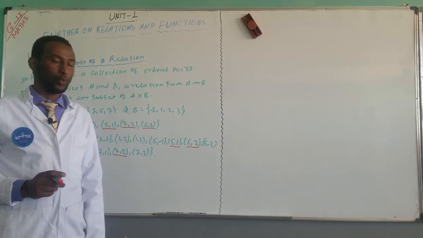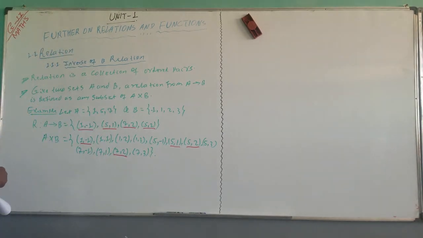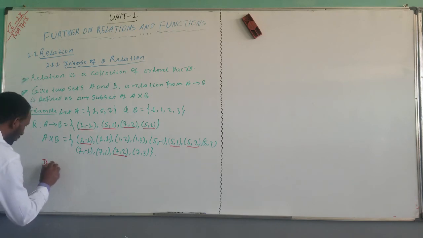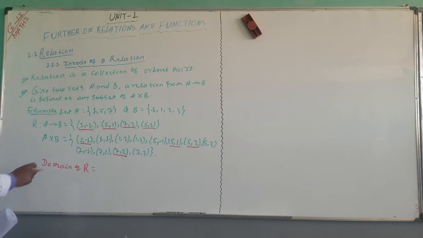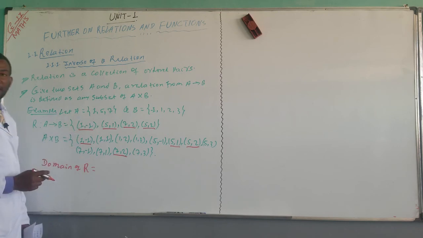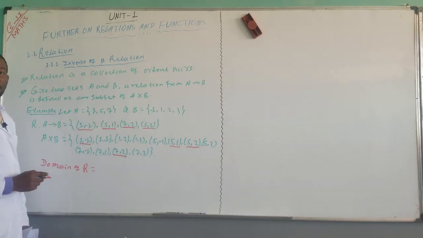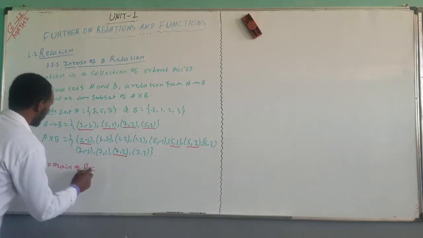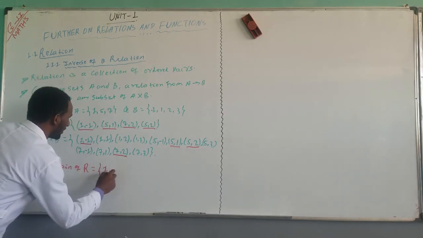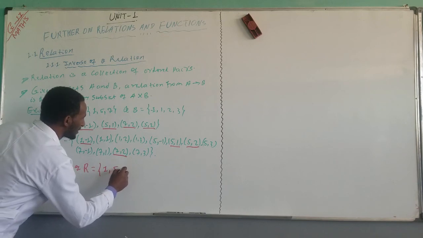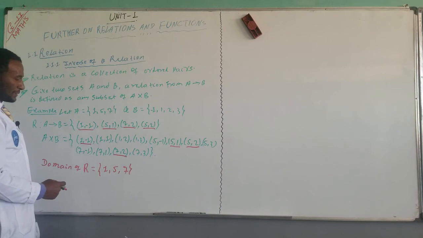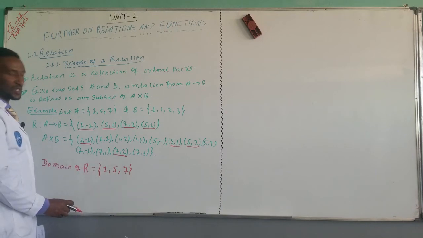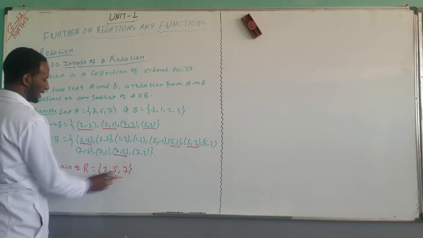When we identify the domain and the range of relation R: the domain of relation R means the first entries. It is the set of first entries, or first coordinates, of relation R, that is {1, 5, 7}. 5 comes two times, which means redundancy is not necessary when we express it in a set.